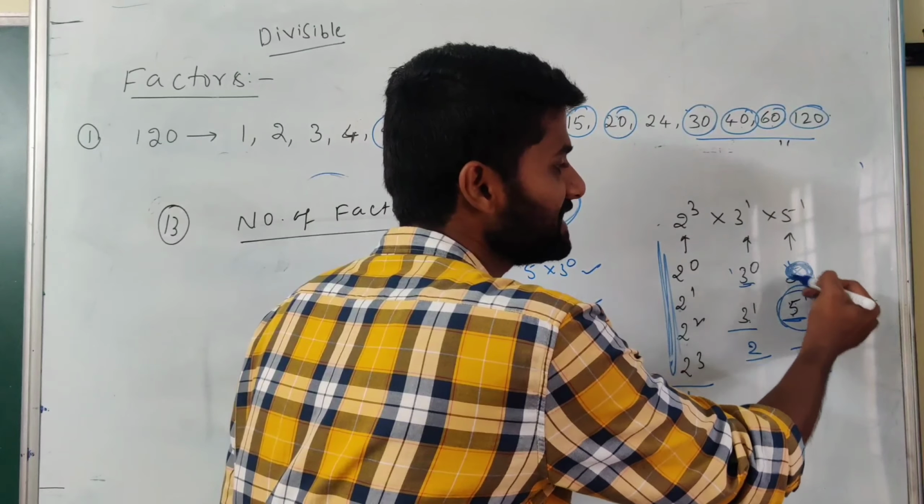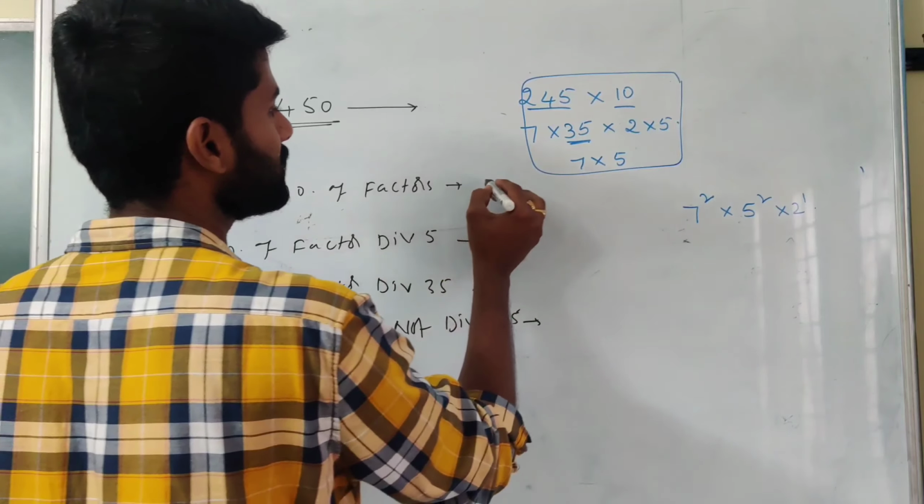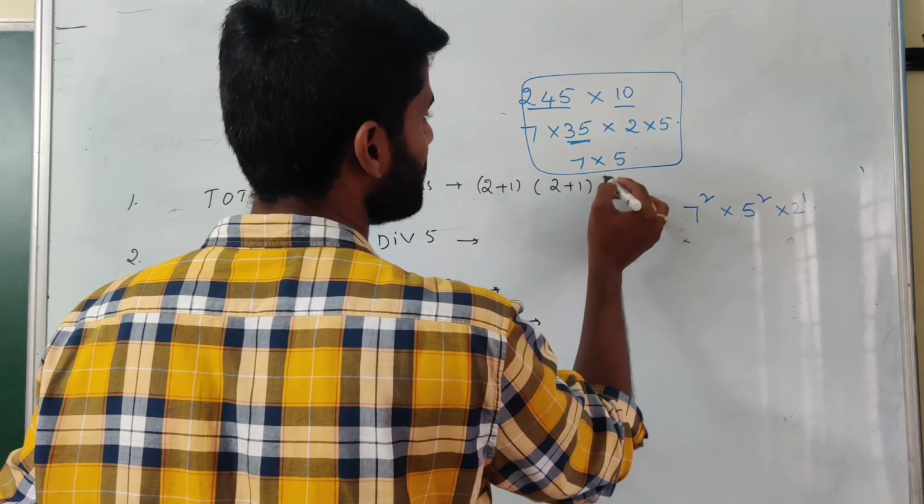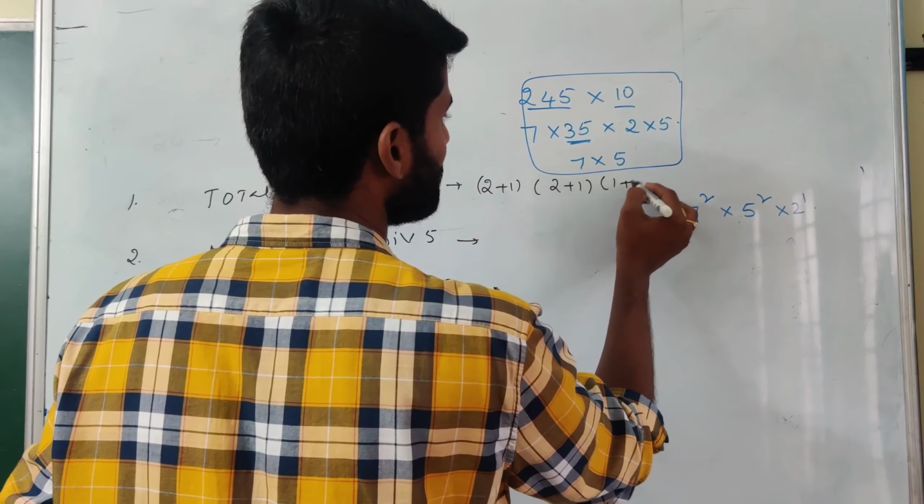Here, question number 1: the total number of factors for 2450. According to the formula, the total number of factors are (2 plus 1) into (2 plus 1) into (1 plus 1). The total number of factors are 3 into 3 into 2. 3 3s are 9, 9 2s are 18. This is question number 1.